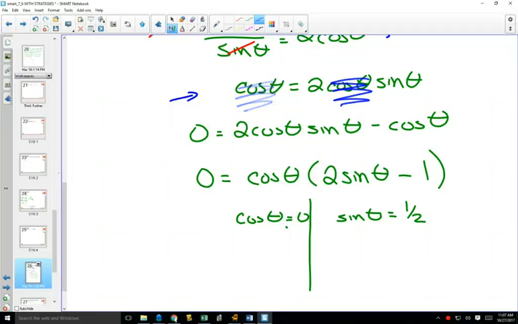Okay. Well, it is. If I divided this whole side by cos theta and this whole side by cos theta, then these would go away and these would go away.